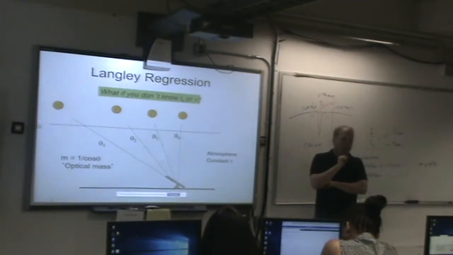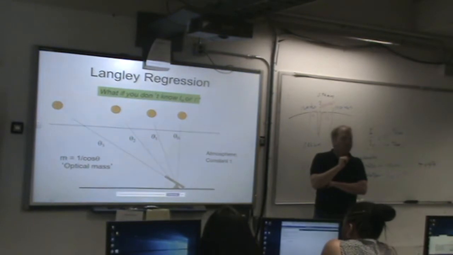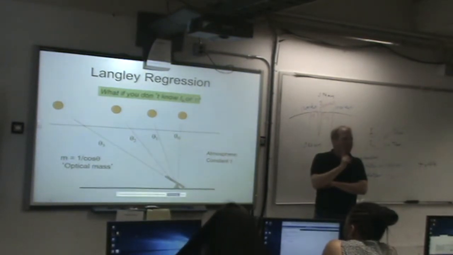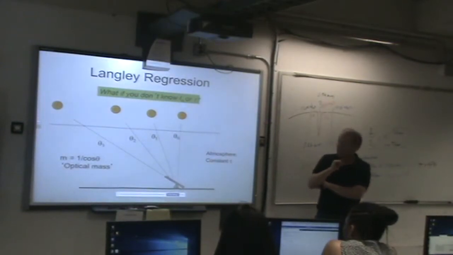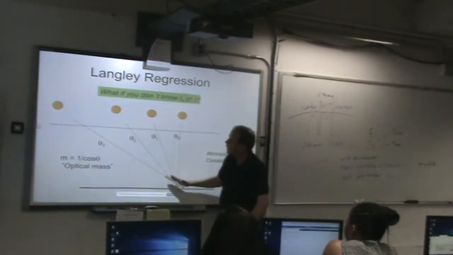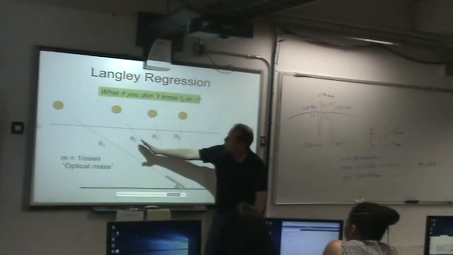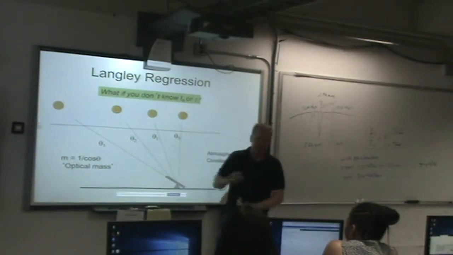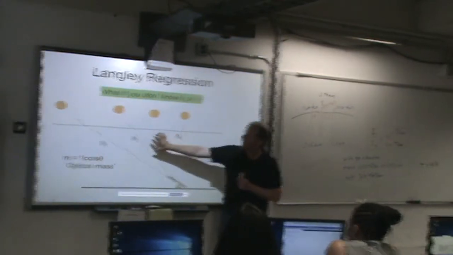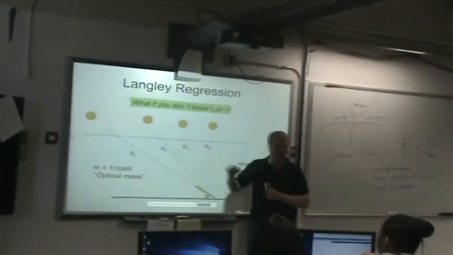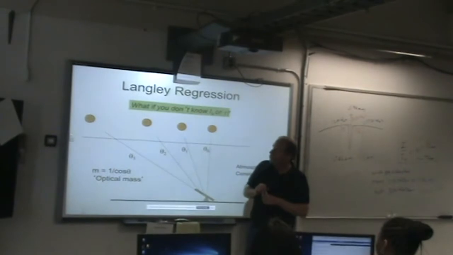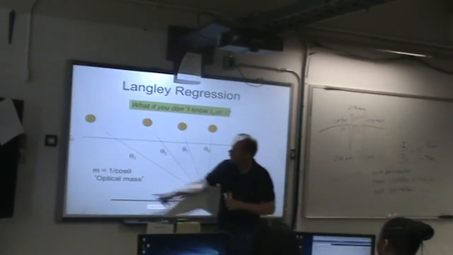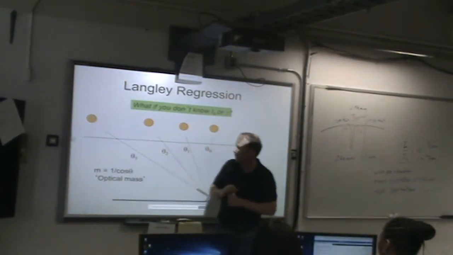But we did know how bright the sun was, even though we weren't above the atmosphere. And the way we did it was by this trick called Langley regression. What you do is look at the sun from a number of different angles. And we know, as I said, we're going to call the optical depth the same, just the path is changing. When people do this, they redefine 1 over cosine theta as the optical mass.